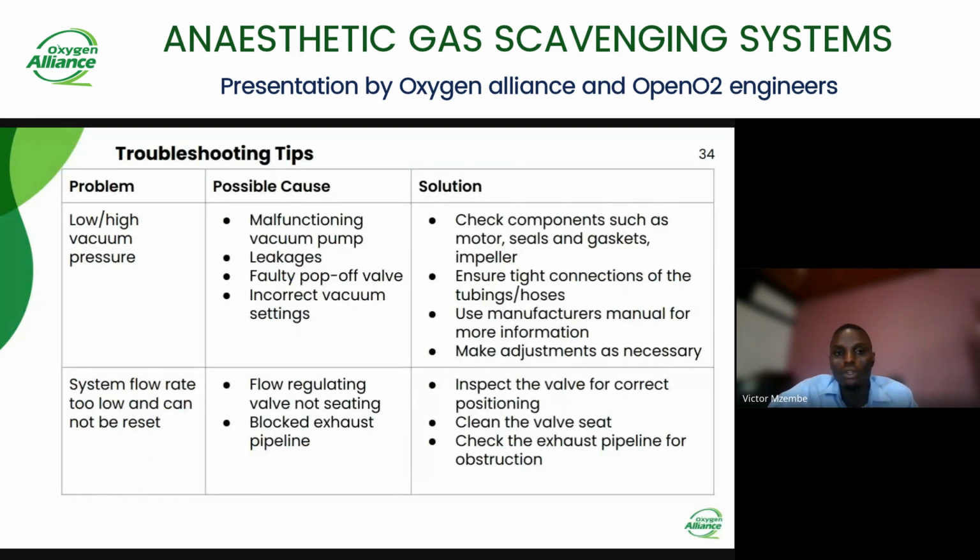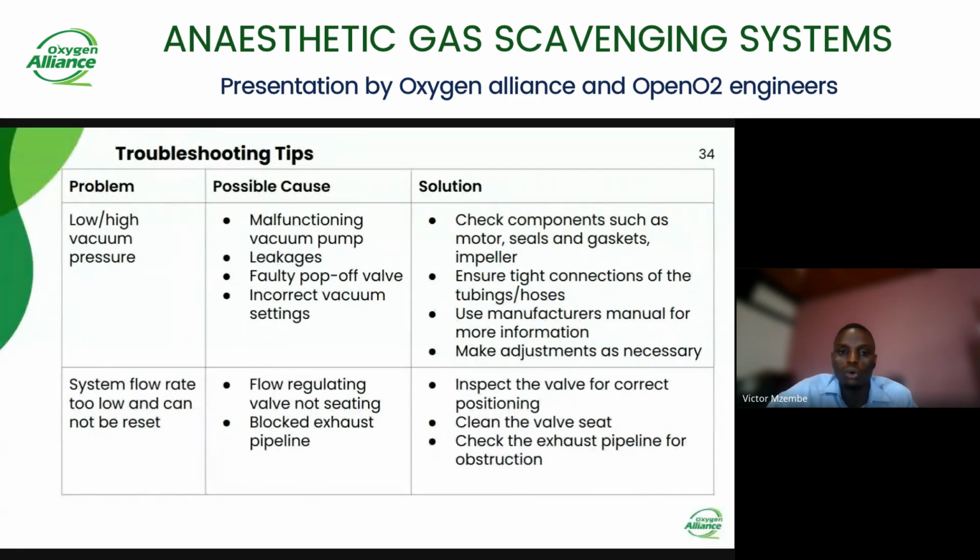Now let's look at some of the troubleshooting tips for the scavenging systems. Mostly these problems are for the active systems. The first problem is that there is low or high vacuum pressure. The first possible cause of this problem could be a malfunctioning vacuum pump. In that case, you would need to check components of the pump, such as the motors, the seals and gaskets, as well as the impeller fan. You need to check if they are in good condition.